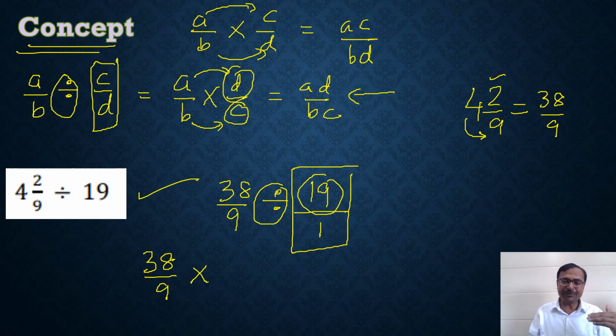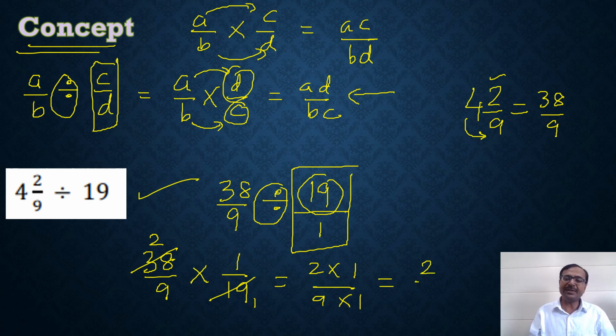So 19 upon 1 becomes 1 upon 19, and therefore 19 and 38 go into 19, right? 19 is a common factor. So 19 2 times is 38, and therefore you have 2 times 1 in the numerator and 9 times 1 in the denominator, which gives you 2/9 or 2 upon 9 as the answer for this particular question.